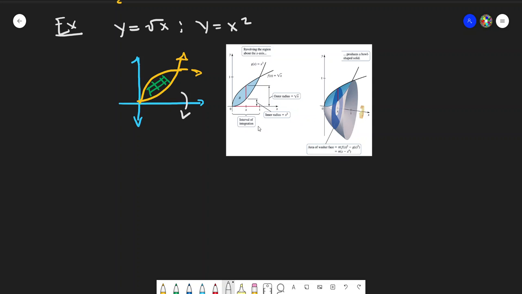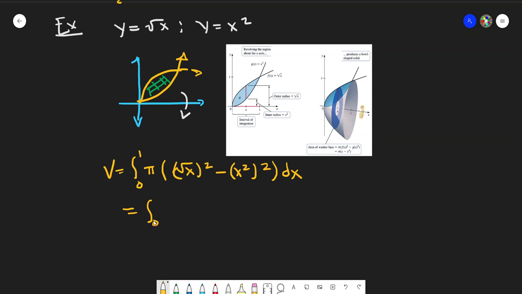So here we just need to set up our integral. Now the integral is already set up in this picture, but we'll figure out how exactly we got that. So we set up our volume equal to the integral from 0 to 1 of pi times the square root of x, squared, minus x squared, squared, and then dx. So this is the integral from 0 to 1 of pi times x minus x to the fourth.